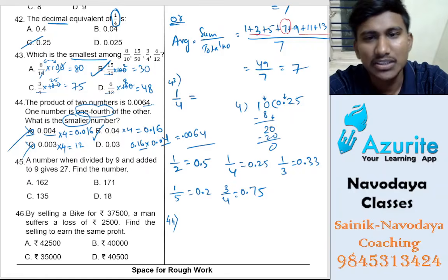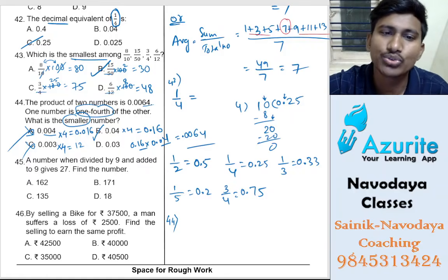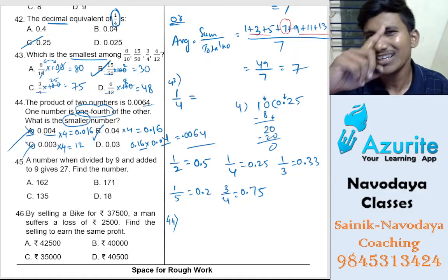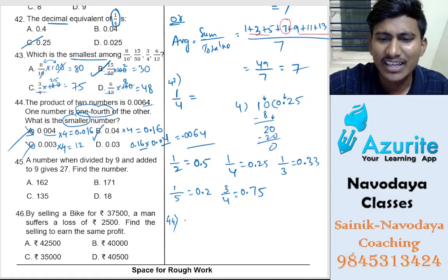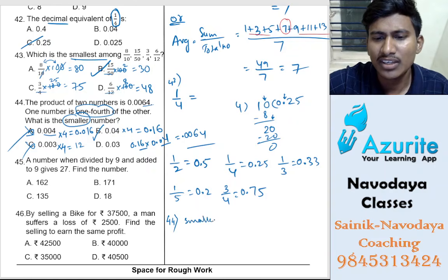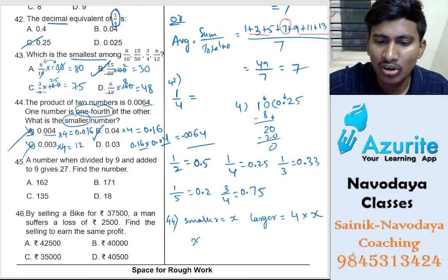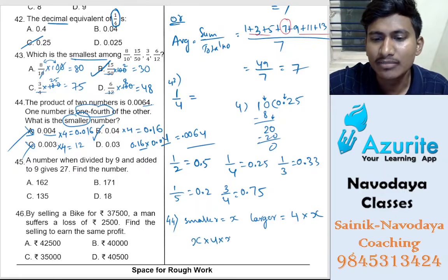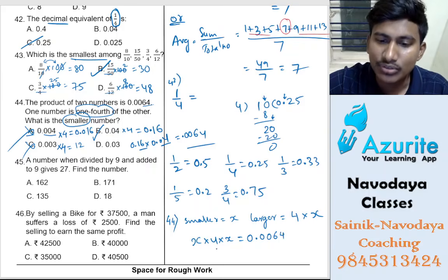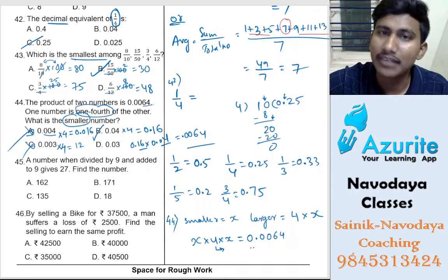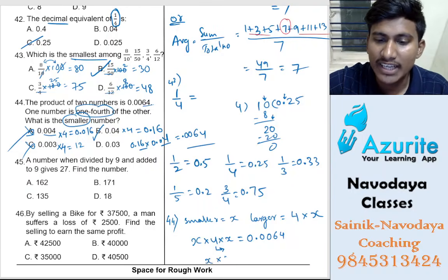So see here, if you want to do it in the long method, you can. If you take the smaller number x, the larger will be 4 times. If you multiply them all, how much should you get? You should get 0.0064. Now if you take this 4 to that side, it will divide. So x into x will be remaining.